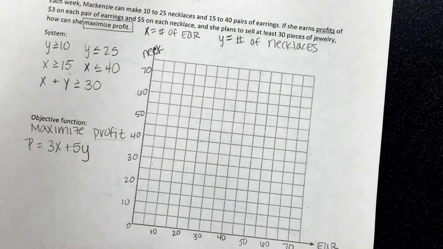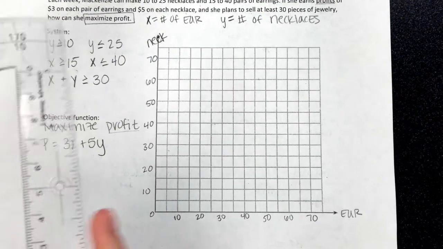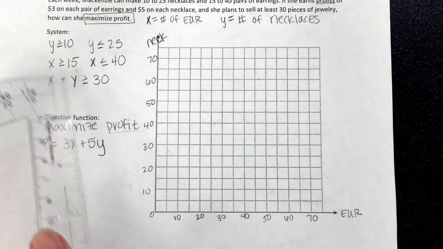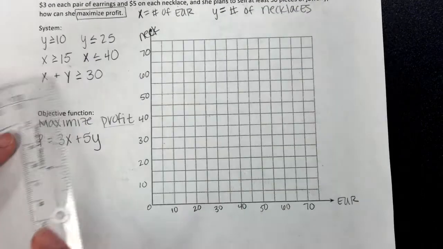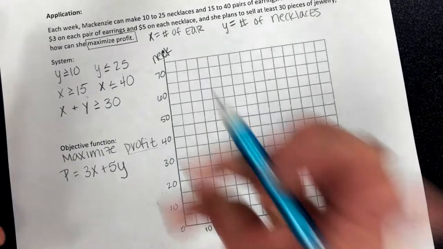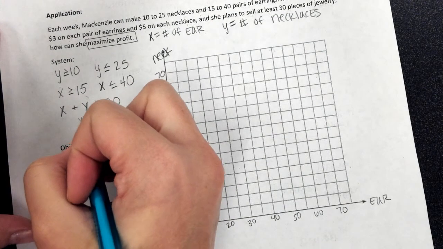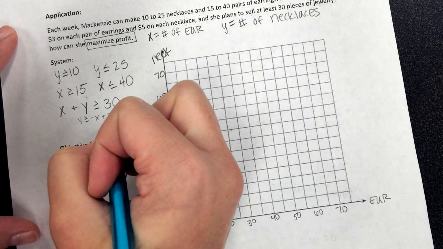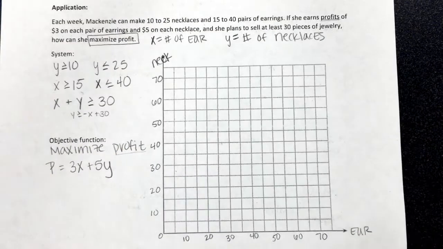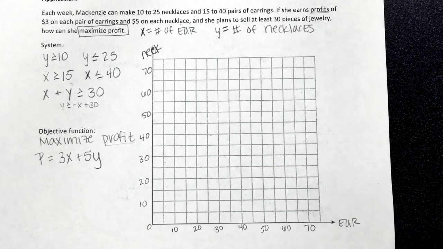Okay. So once your scale is on there, now you can graph. And of course, all of these you should be able to graph. This last constraint you're going to have to change. So it would say y is greater than or equal to negative x plus 30. So I'll give you a few minutes to graph these problems.